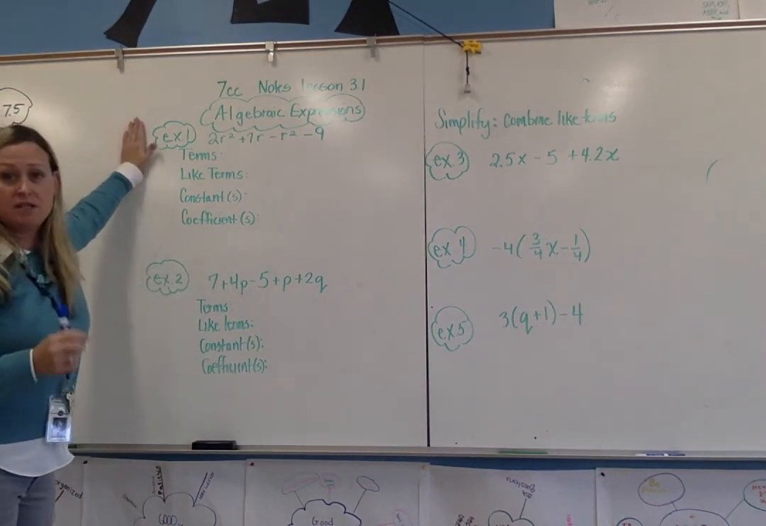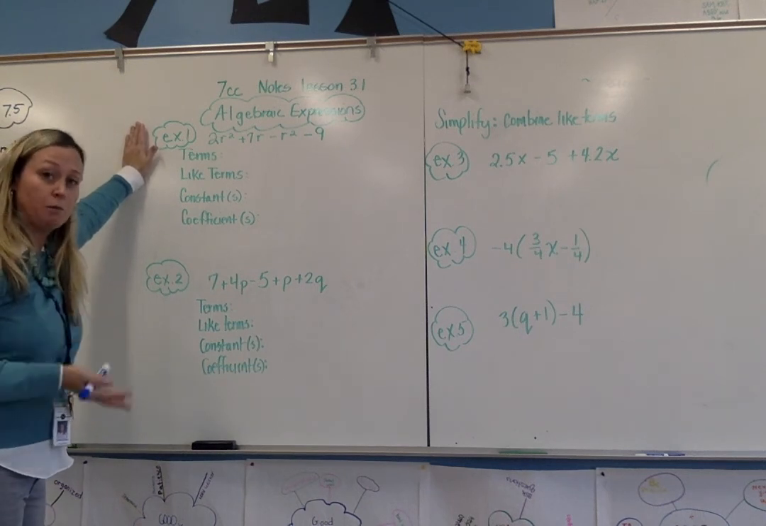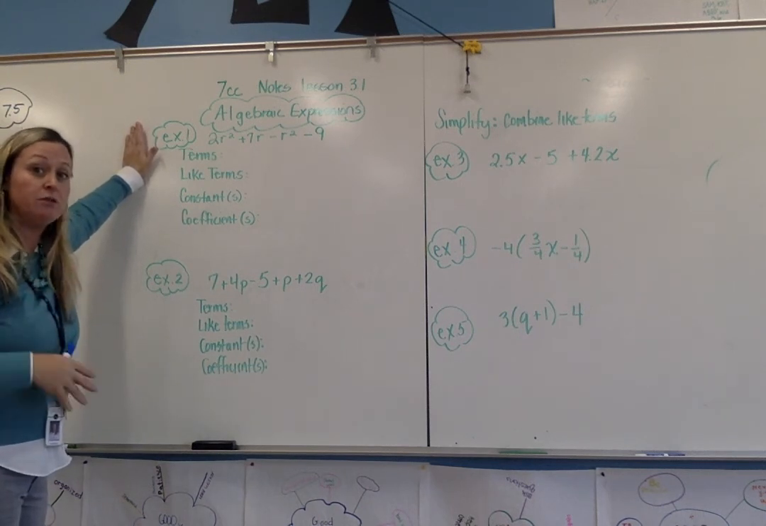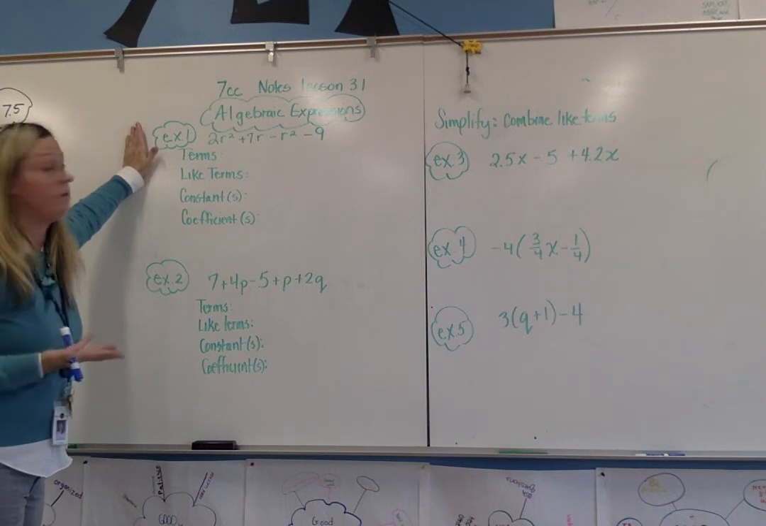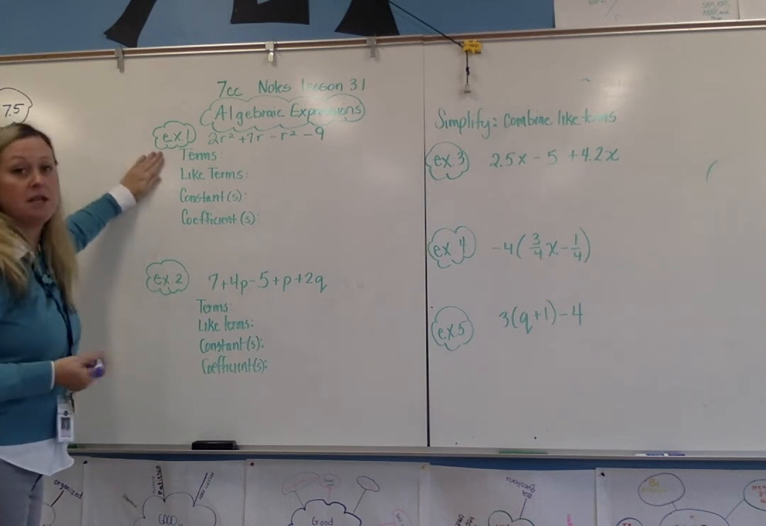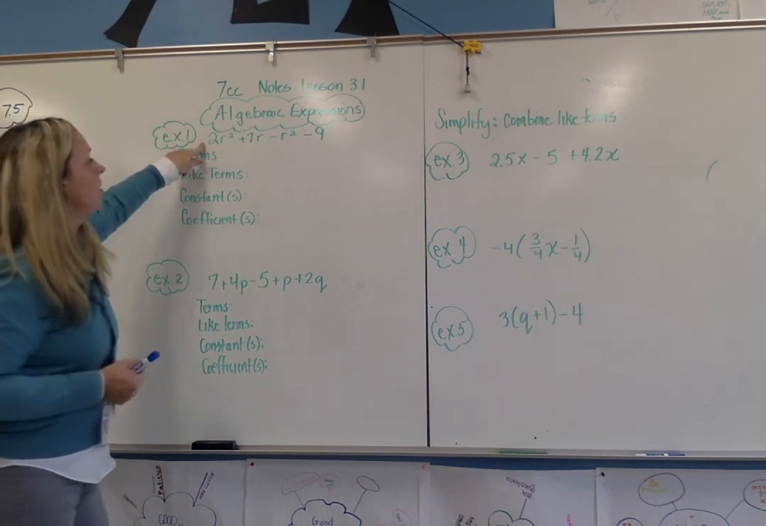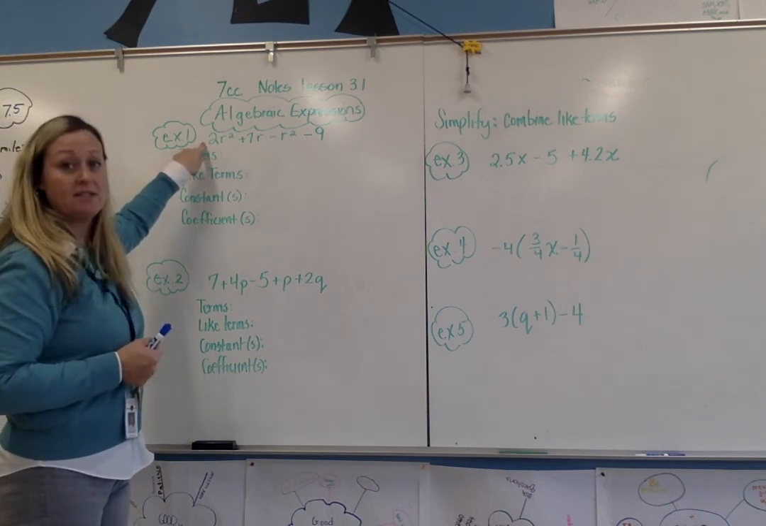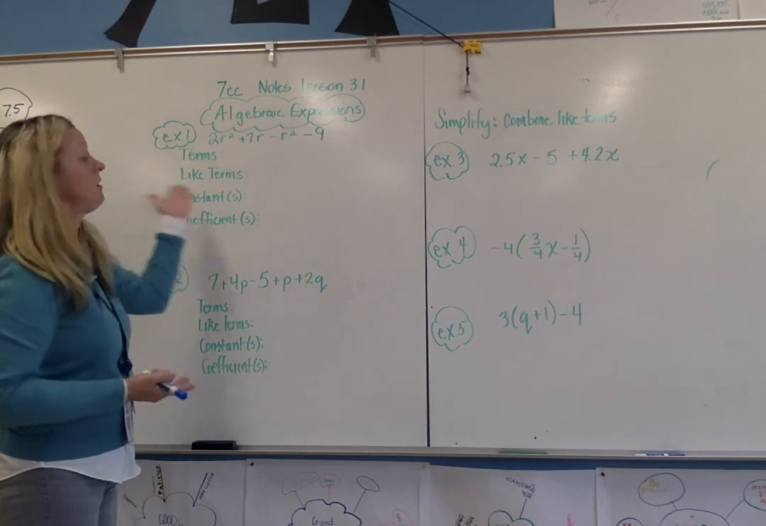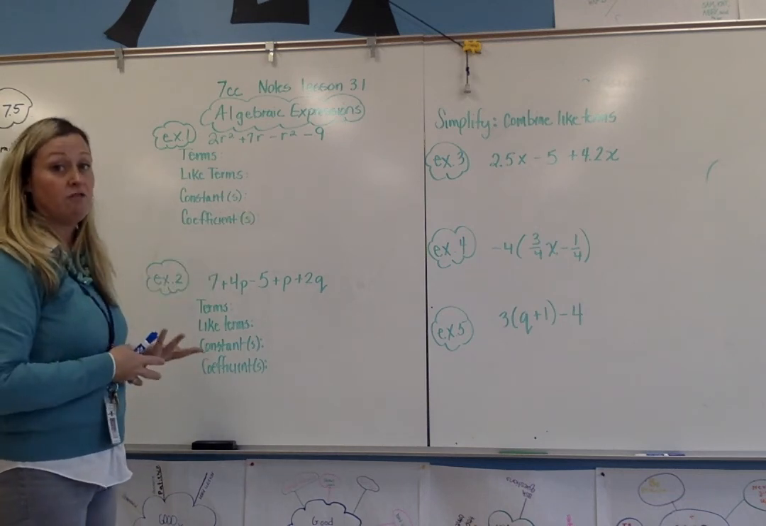Everything we're going to be talking about is an algebraic expression, and an algebraic expression contains variables and more than one operation. So if I were to look at example 1, I'm going to say that 2r squared plus 7r minus r squared minus 9 is an algebraic expression because there are operations as well as variables.